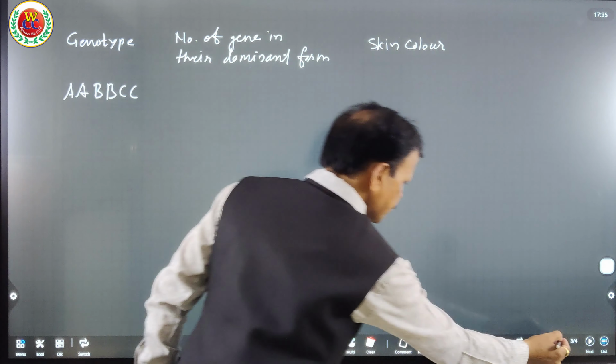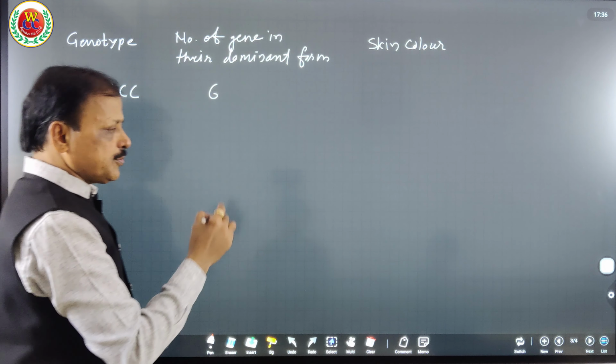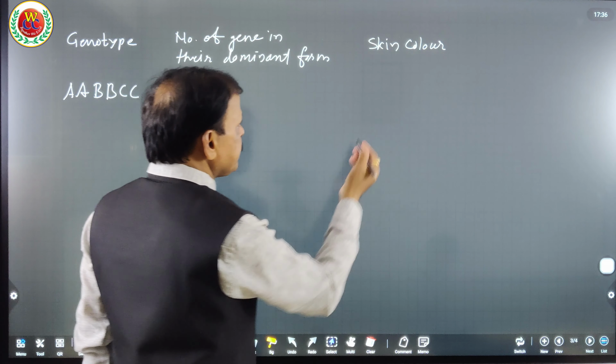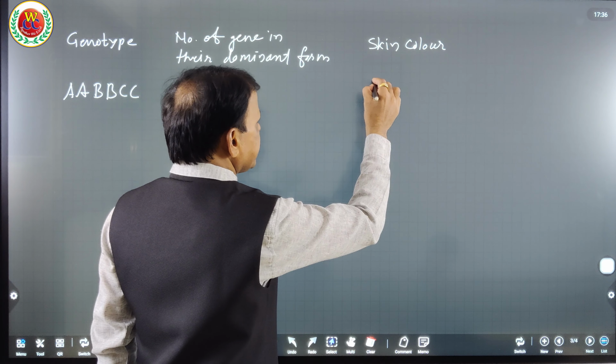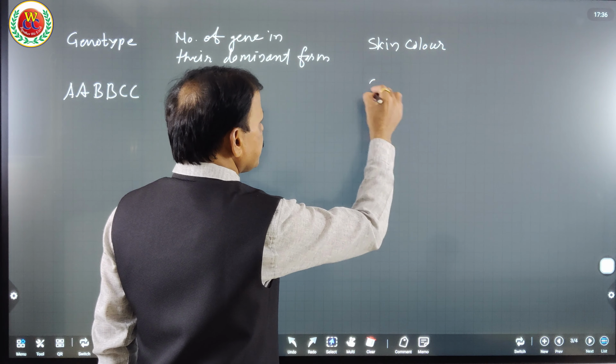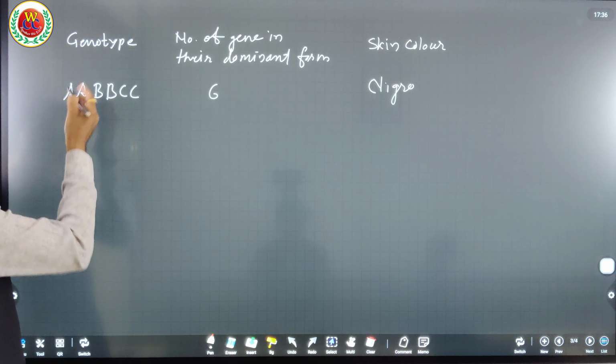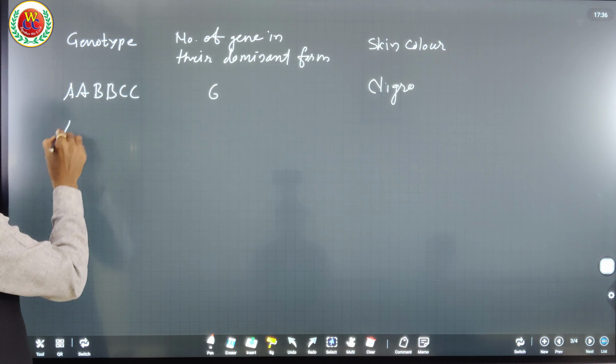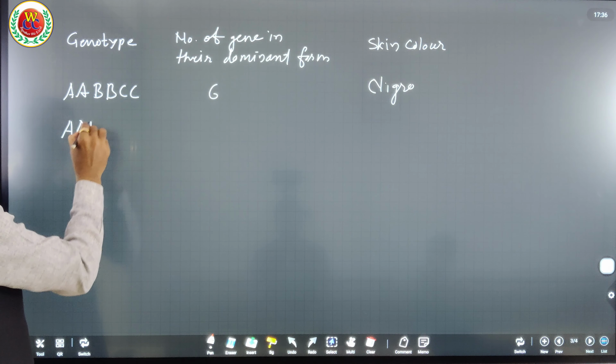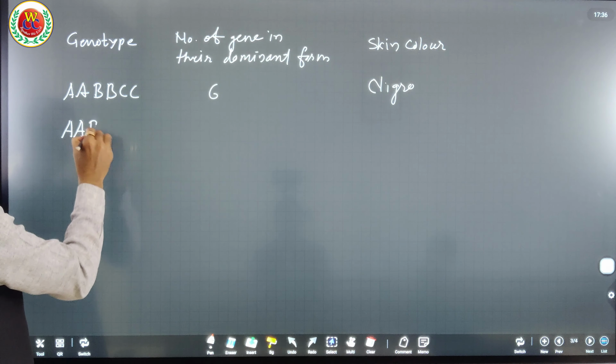Here the number of genes in dominant form is all 6, and therefore each gene contributes to the skin color by producing more melanin pigment, and therefore the skin color has to be negro, which is the darkest one. Now the next set of genes: capital A, capital B, capital C and small c. Here you see one gene is recessive. Here all genes were dominant.